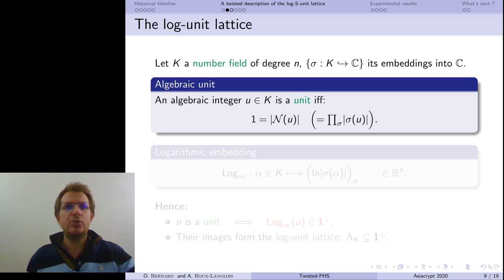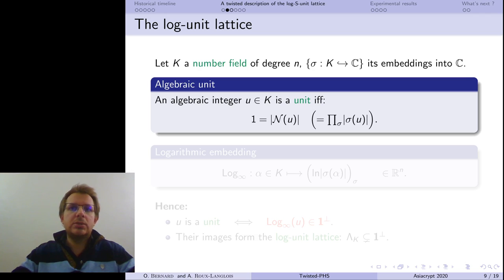So let K be a number field of degree n. This is a finite extension of the rational field. And like in the Platonic cave, K is best known by its images into the complex numbers. So this is just to introduce the sigma notation, which denotes some embedding of K into the complex numbers. And an algebraic unit is an algebraic integer u in K such that it has norm 1. And what does that mean? It means that the product of the absolute value of all its images is 1.